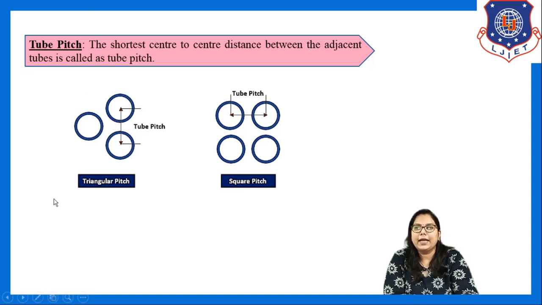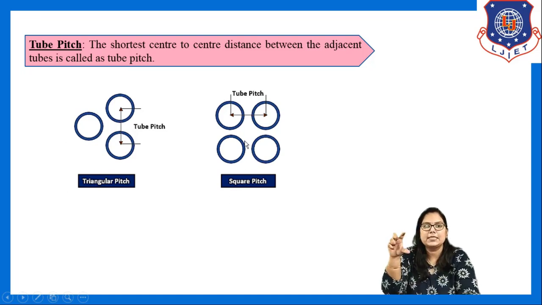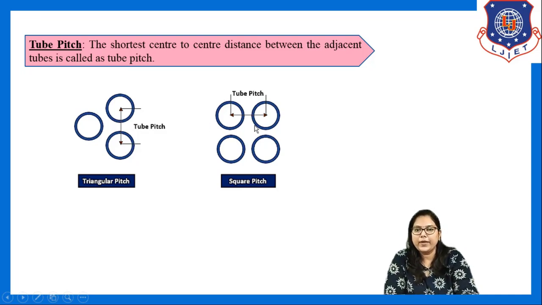We call it triangular pitch when the tubes are placed like this, forming a triangle shape, as you can see in the figure. And what is the pitch here? The center to center distance between two adjacent tubes is known as the tube pitch. This is triangular pitch, and this is square pitch, when the tubes are placed in a square shape. See here. For square pitch, what is the tube pitch? This center to center distance is known as the tube pitch.